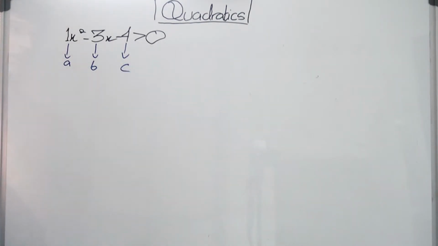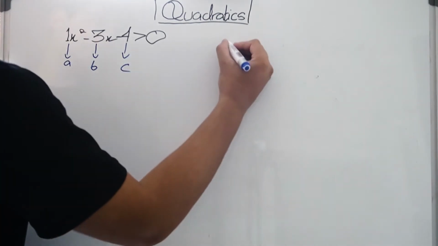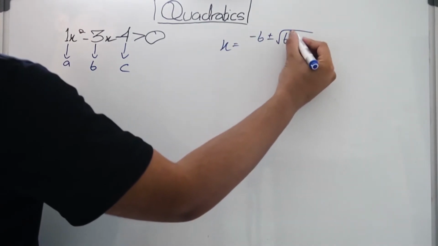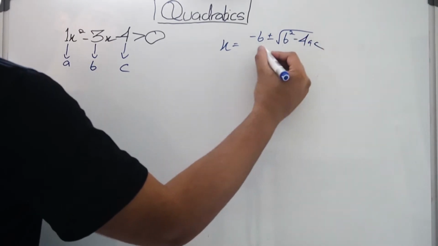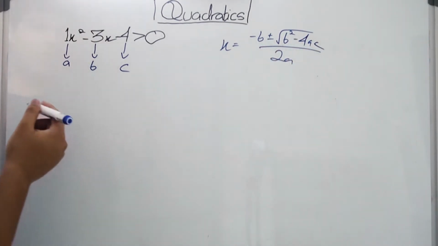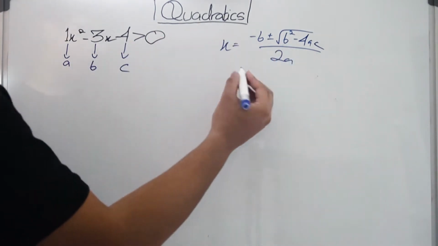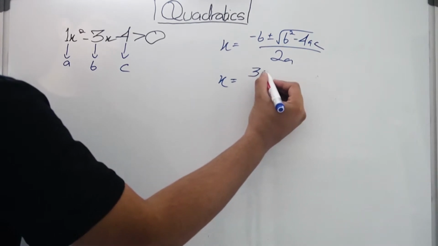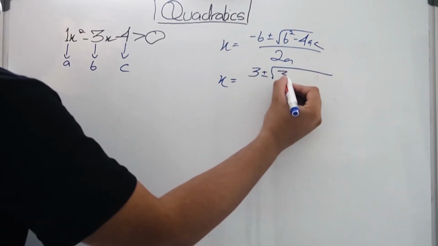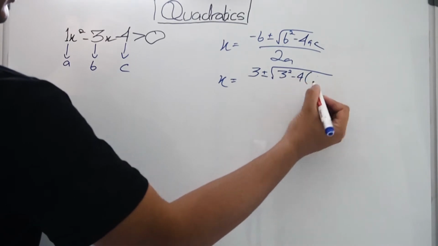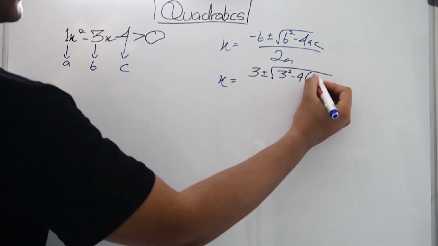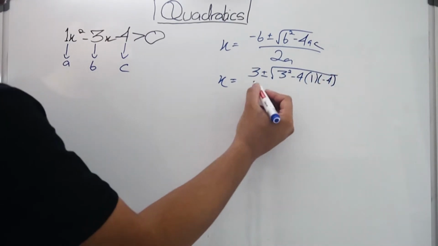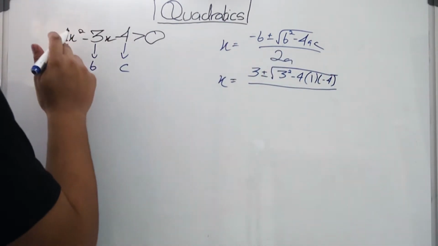The quadratic formula was x equals minus b plus minus under root b squared minus 4ac over 2a. So if we input the values over here, it will be minus b, it's minus 3, so it will be positive 3. 3 squared minus 4, a is 1, c is minus 4, 1 into minus 4. And 2a, 2 into 1 is 2.